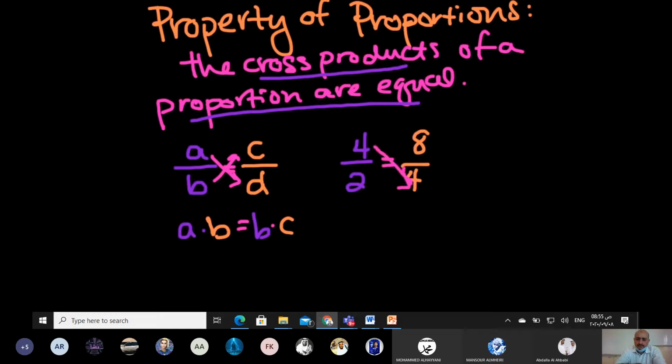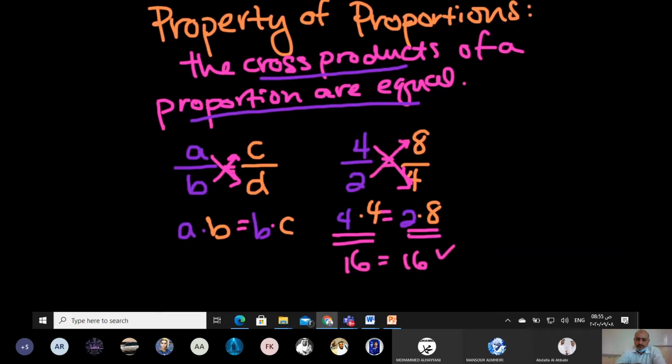So if I said 4 times 4, that should be equal to 2 times 8. And 4 times 4 equals 16, and that is equal to 16. So yes, this whole thing checks out. Essentially, we are multiplying 4 times 4, and then 2 times 8. So we're making a big X out of everything.